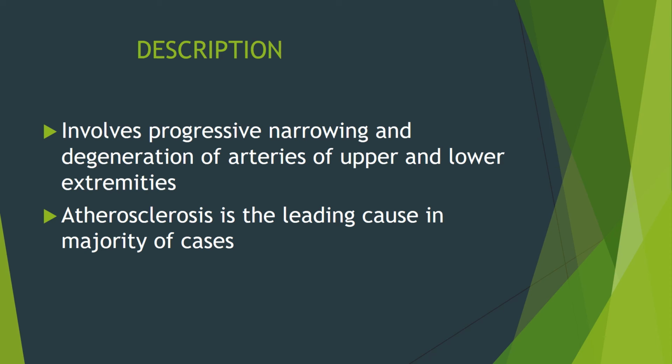And atherosclerosis, as you probably know, is the development of these fatty plaques in the blood vessels. So peripheral vascular disease or peripheral arterial disease involves progressive narrowing and degeneration of the arteries of the upper and lower extremities. And this narrowing is because of atherosclerosis in the majority of cases. That atherosclerosis is the same atherosclerosis that people get in their coronary arteries, and in their cerebrovascular system.